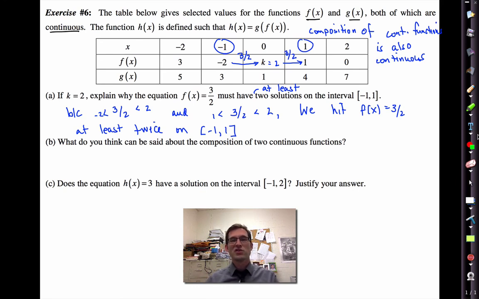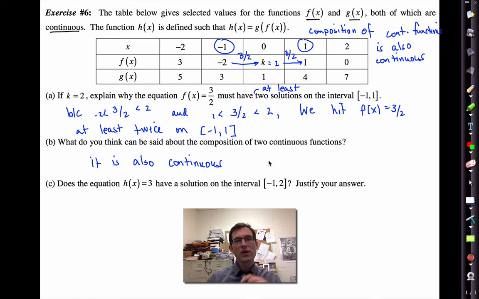Now, letter B we actually already answered a little bit, and I apologize for that. It says, what do you think can be said about the composition of two continuous functions? It is also continuous. And now we see a ramification of that.